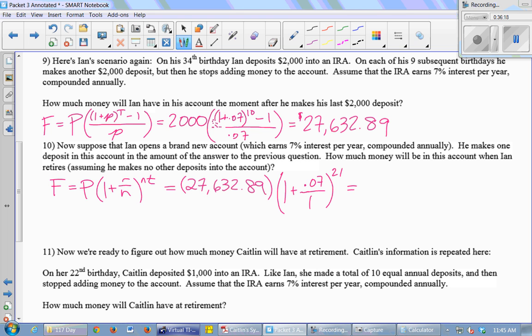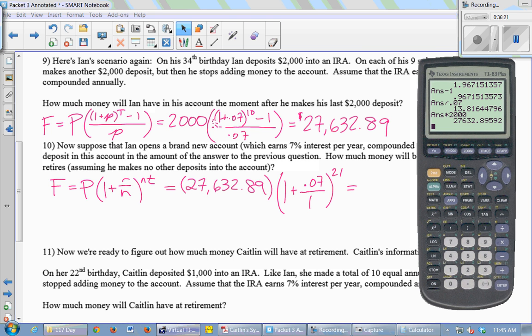All right, so let's see how much money he's going to have. For 10 years. So on his 34th birthday, he makes a deposit. So 34, 35, 36, 37, 38, 39, 40, 41, 42, 43. So it's his 43rd birthday that he makes the last deposit. And then from there until his 64th birthday, it's 21 years.